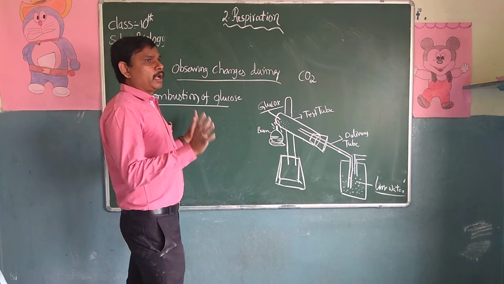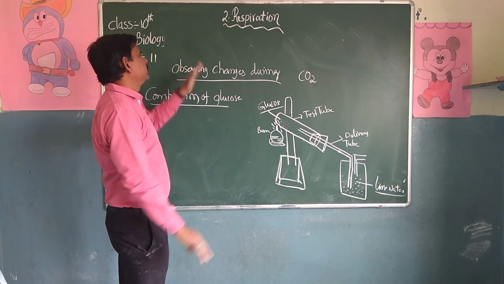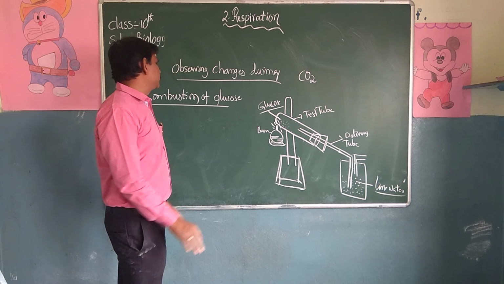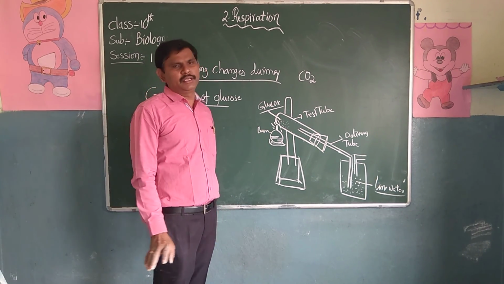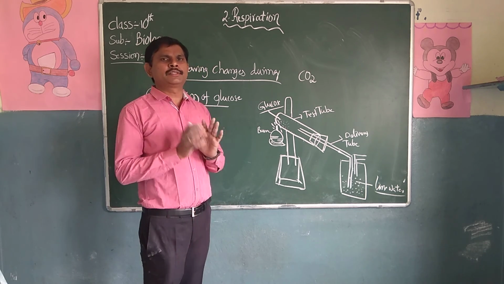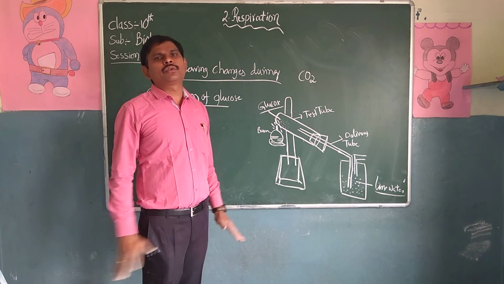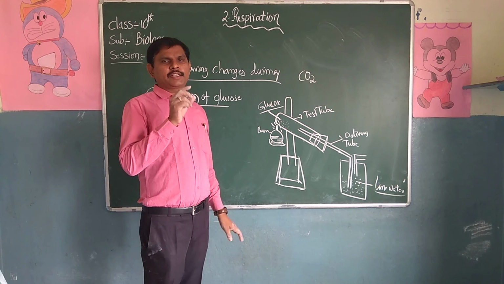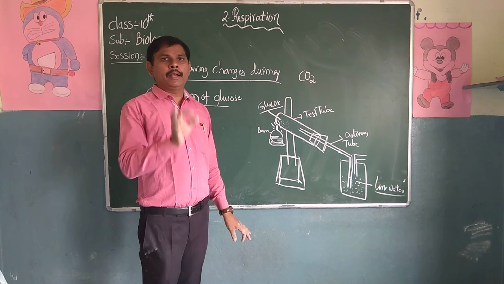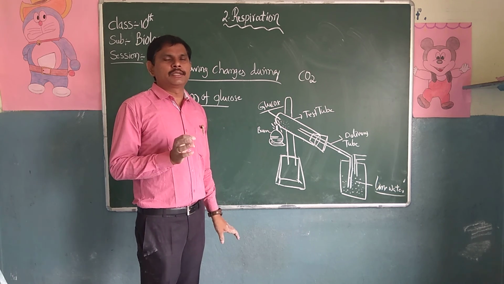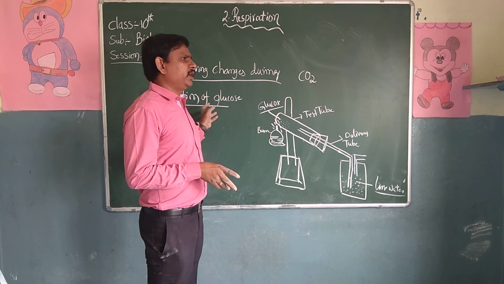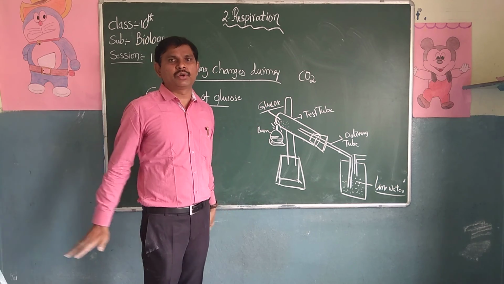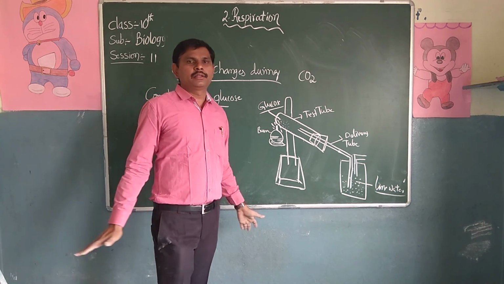That's why I am saying today only 2 experiments. One is the yeast experiment, and the other is observing changes during combustion of glucose. It is very easy. Both are easy. Just read once and write without seeing. Yeast experiment, diagram and explanation: read once, the workbook is there in your workbook. So you have to read both experiments and write without seeing, students. Okay, thank you.